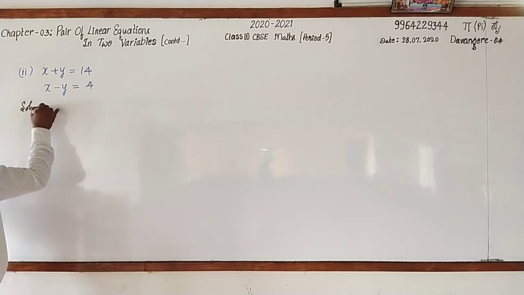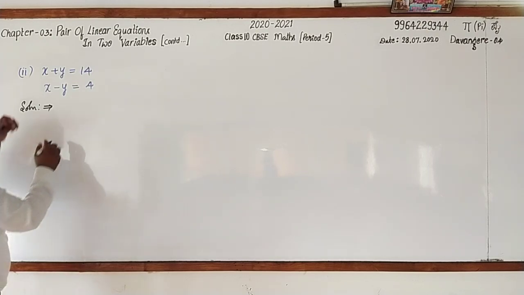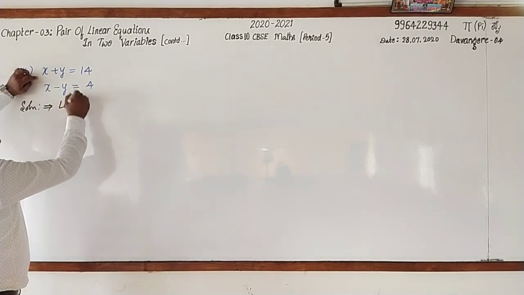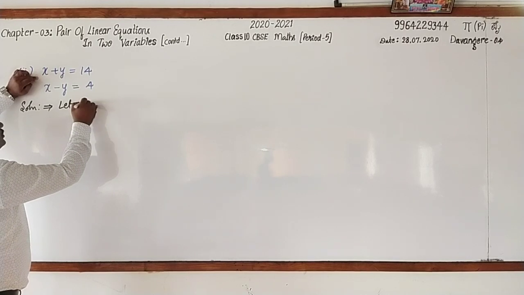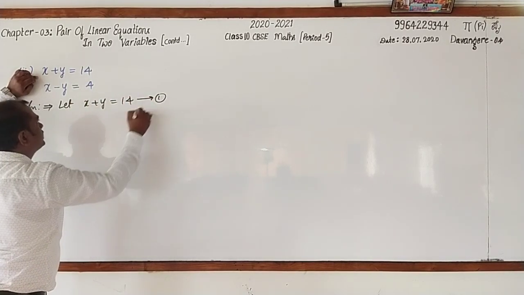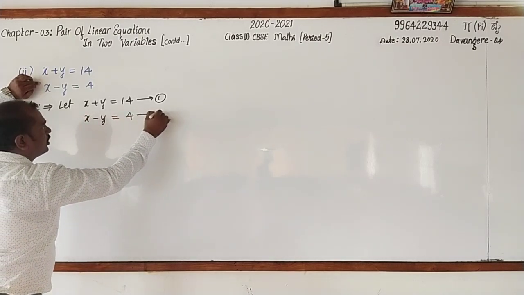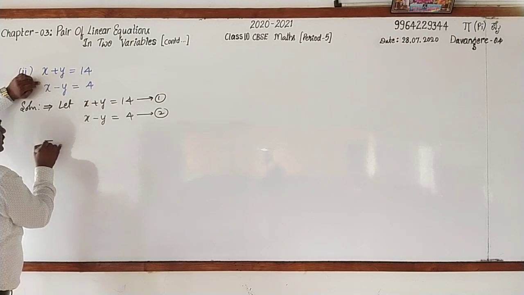Then let us solve this by substitution method. What is the first step to be followed? Yes, we have to call these equations as 1 and 2. x plus y is equal to 14, call it as equation 1. Then x minus y is equal to 4, call it as equation 2.